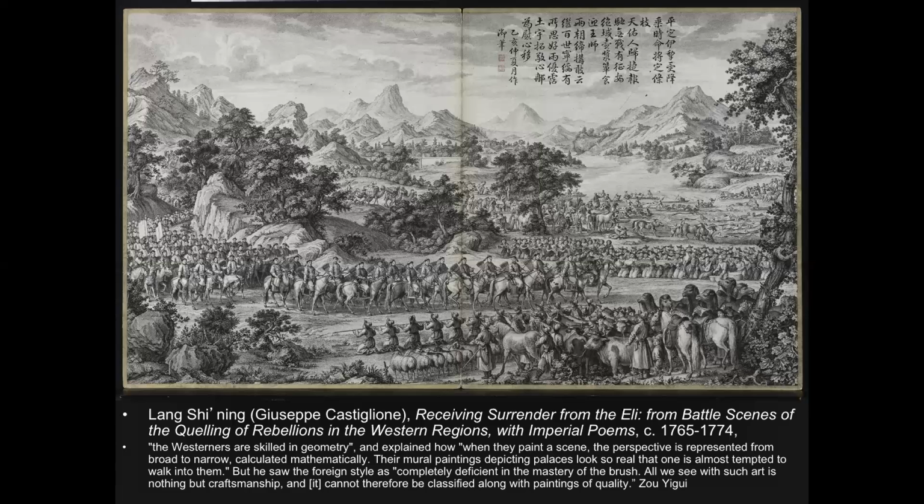And if you listen to what he's going to say in this quote, it'll make a lot of sense with what we've been talking about with what was most valued in Chinese art, going all the way back to 1700 years before this. So Westerners are skilled in geometry, and he explained how they paint a scene in perspective is represented from broad to narrow, calculated mathematically. The mural paintings depicting palaces look so real that one is almost tempted to walk into them. But he saw the foreign style as completely deficient in the mastery of the brush. All we see with such art is nothing but craftsmanship, and it cannot be therefore classified along with paintings of quality.